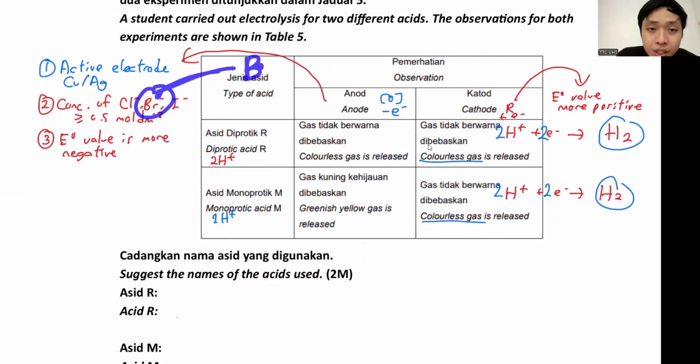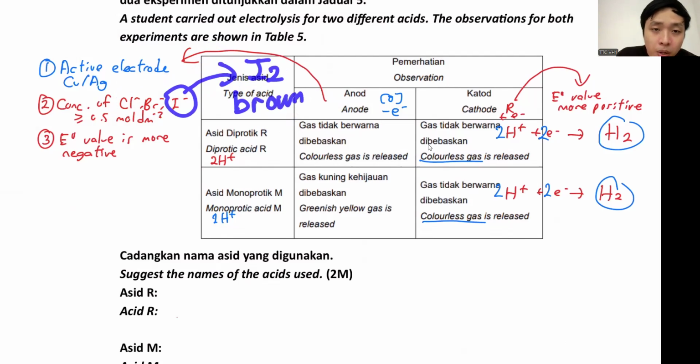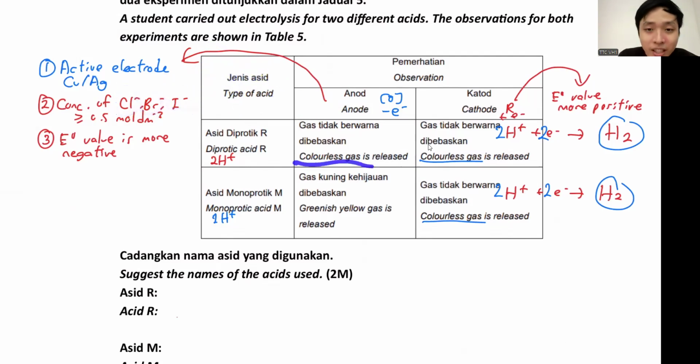What about bromide? Br minus changes to Br2. What is the color of Br2? Brown gas. How about I minus? I minus changes to I2. Also, you will get a brown colored solution. So all of them, the products all have color, but this one gives no color. So the only thing that can follow is number 3, isn't it? For acid R, number 3, is it? E naught value more negative.